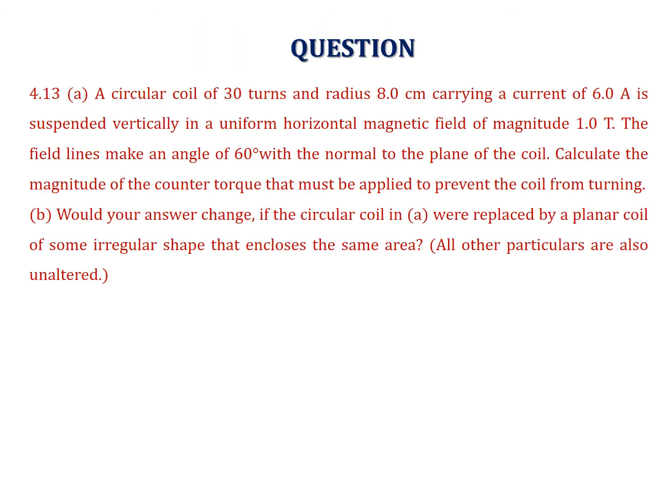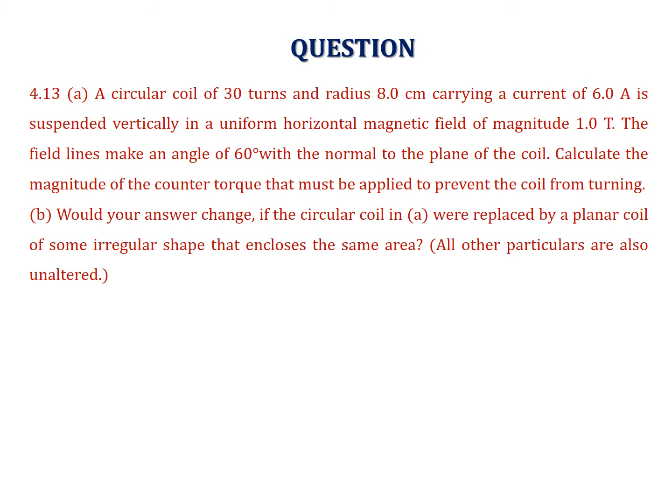We take a numerical based on torque. It is question number 4.13 of the NCERT textbook. A circular coil of 30 turns and radius 8 cm carrying a current of 6 ampere is suspended vertically in a uniform horizontal magnetic field of magnitude 1 Tesla. The field lines make an angle of 60 degree with the normal to the coil. Calculate the magnitude of the counter torque that must be applied to prevent the coil from turning.